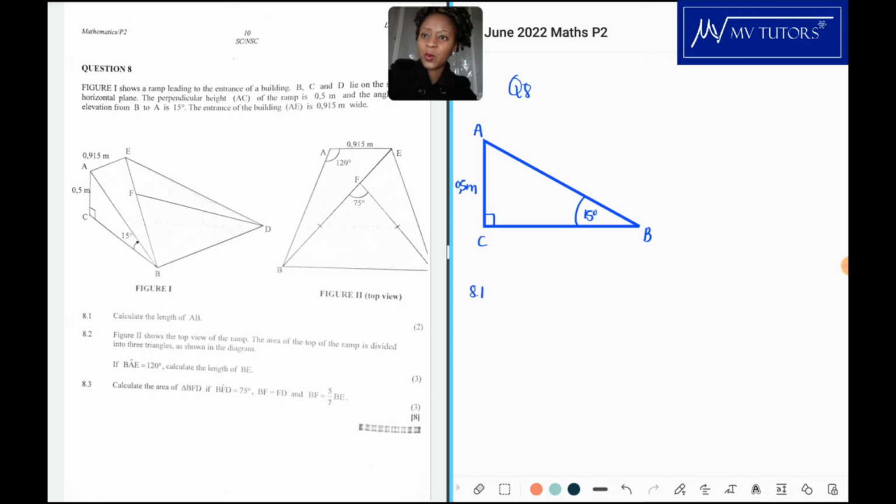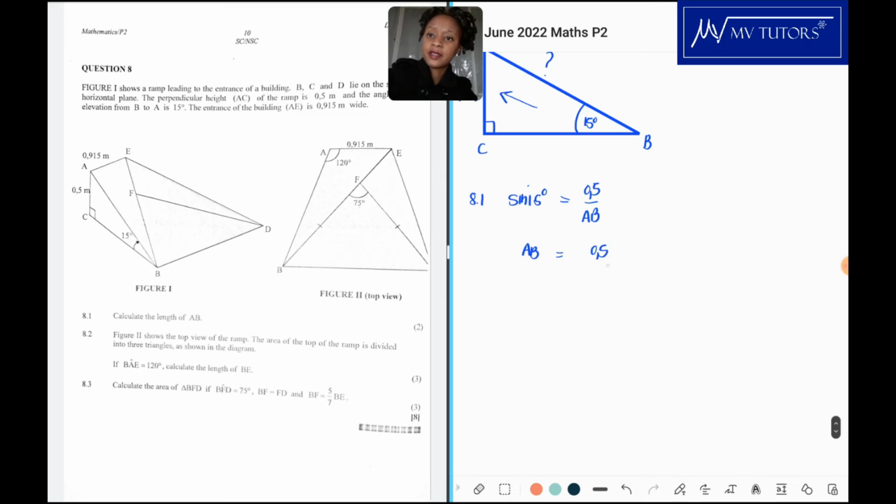So 8.1. Calculate the length of AB. Basically this is the length. We're going to use basic trig. We have an opposite, so if we use sine, we have opposite over hypotenuse, and the hypotenuse is what we're looking for. So sine 15 degrees is equal to 0.5 over AB. So AB is equal to 0.5 over sine 15. And now we need the calculator.